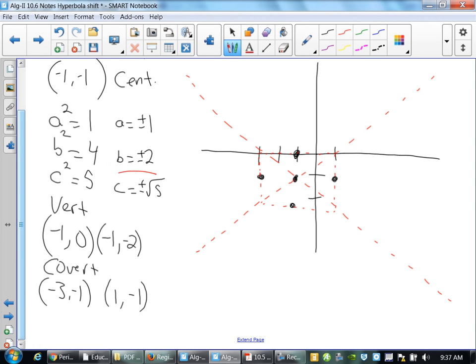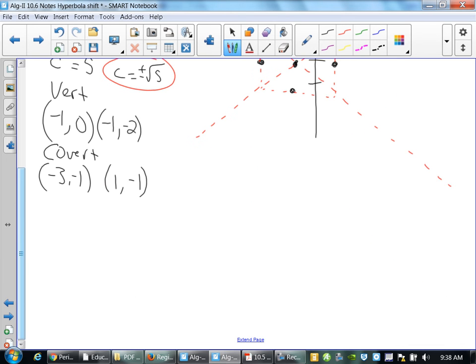Foci, I have to go, remember, since it's going up and down, the foci are going to go up and down. So that means the x-coordinate doesn't change, but I'm going to add and subtract √5 to my y-coordinate. So when I write out my foci, the x-coordinate didn't change because it's vertical, so it's -1. But I'm going to add √5, and I'm going to subtract √5 to both of them. Okay?